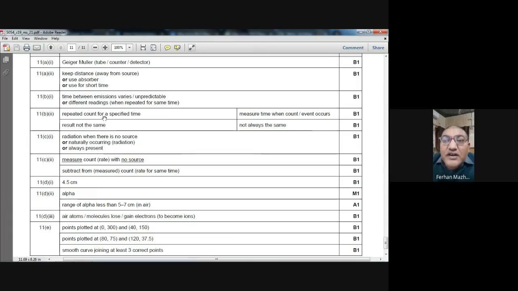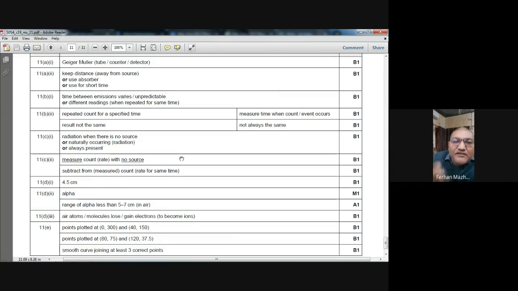It says repeated count for a specified time, which means mere time when count event occurs. Results not the same, not always the same. Do you understand this idea? You have to write two things.